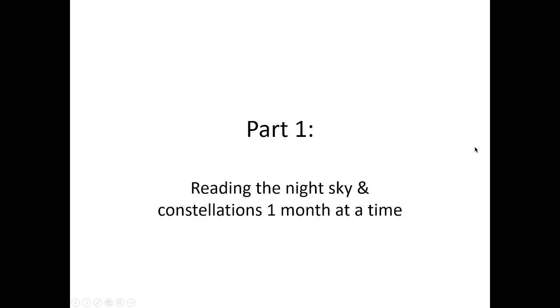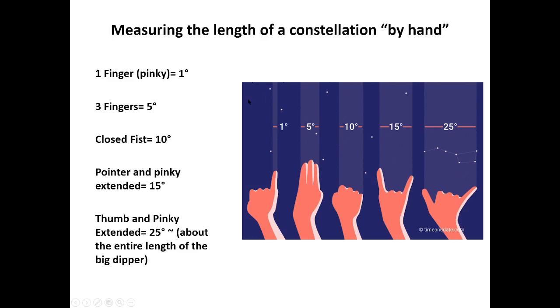Part one, what we're going to cover today, is reading the night sky and the constellations. And we will take things one month at a time, because we notice that the sky changes from season to season. But if we take it one month at a time and go through an entire year, by the time a year is over, you will already know when to expect certain constellations at certain times of day, when to look for things and where.